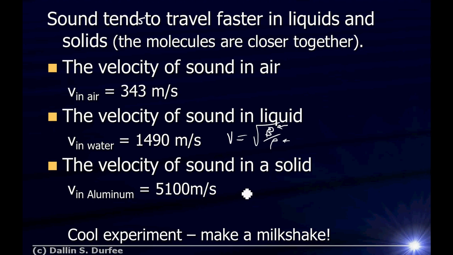When you go into a solid, it's a similar tale, right? The bulk modulus gets really, really big. The density of aluminum is much bigger than the density of air. But once again, the bulk modulus is really big. In a solid, it's really hard to squish things together.